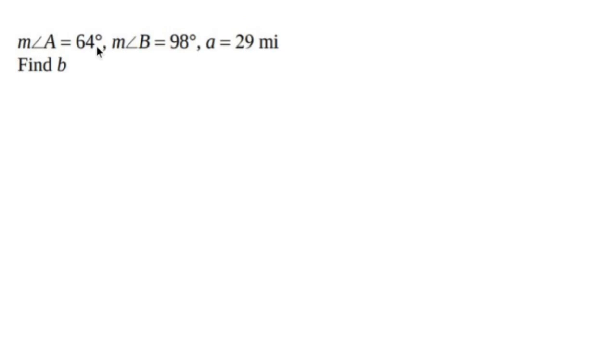The measure of angle A is 64 degrees, the measure of angle B is 98 degrees, a is 29, and I have to find b. Whenever I'm given a problem like that, when it gives you capital A and lowercase a, I'm thinking this could have to do with any triangle. Little a is going to be opposite of angle A. Little b is going to be opposite of angle B, and if I had a C here, then I would use C. Now, I don't have that. I'm supposed to find b.